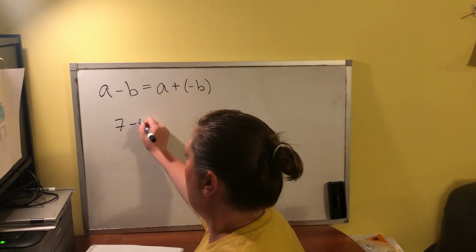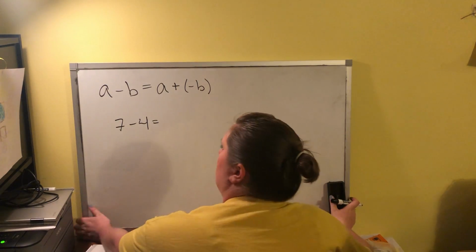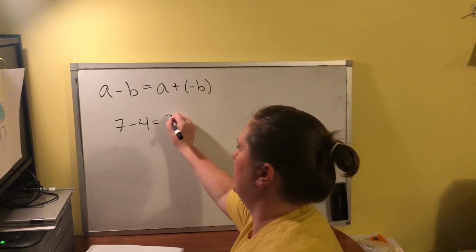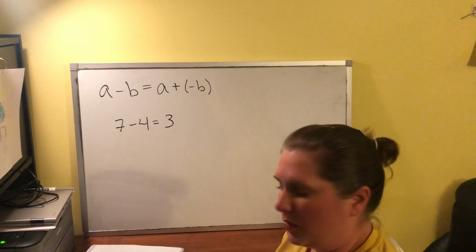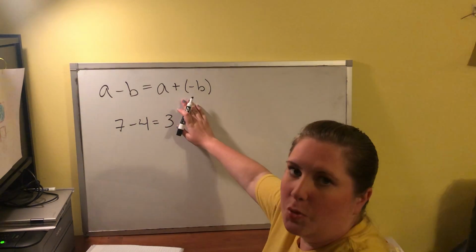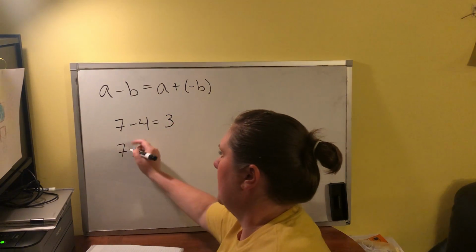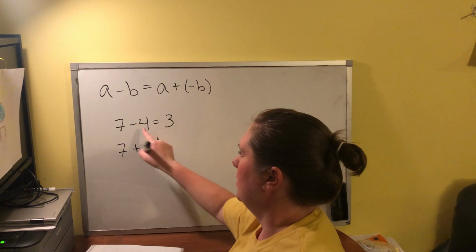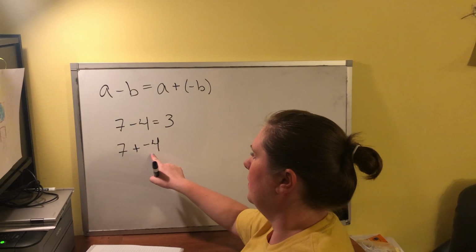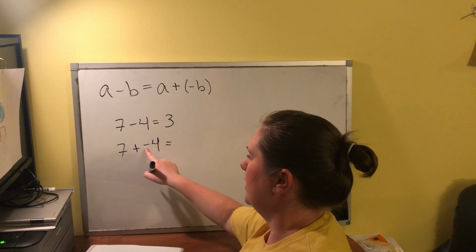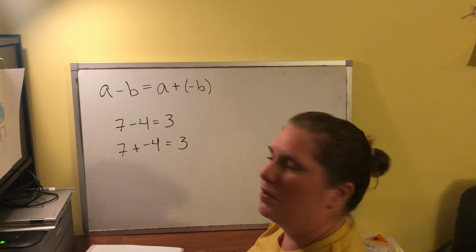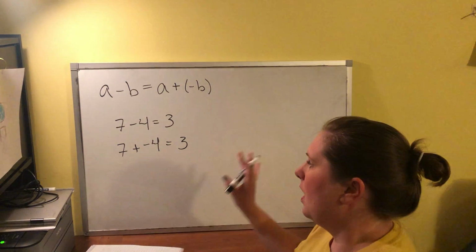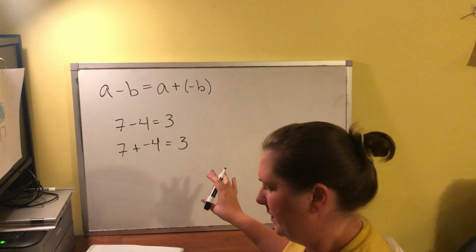For example, we know how to do 7 minus 4, right? 7 minus 4 is 3. We know this, okay? If we were to use this property, we have 7. We would change the subtraction to addition and change 4 to a negative 4. So this is now 7 plus negative 4, which still gives us a positive 3, okay? I just wanted you to see an example of that.